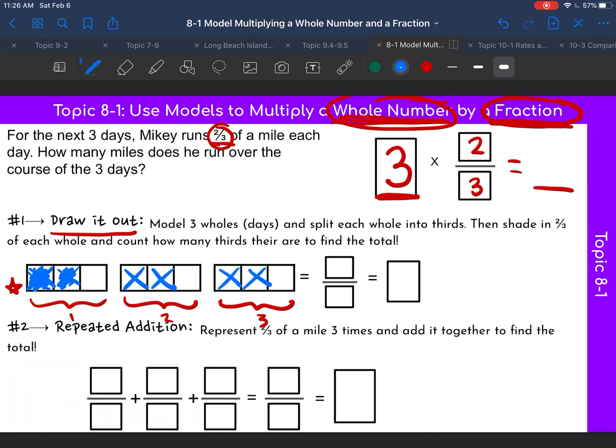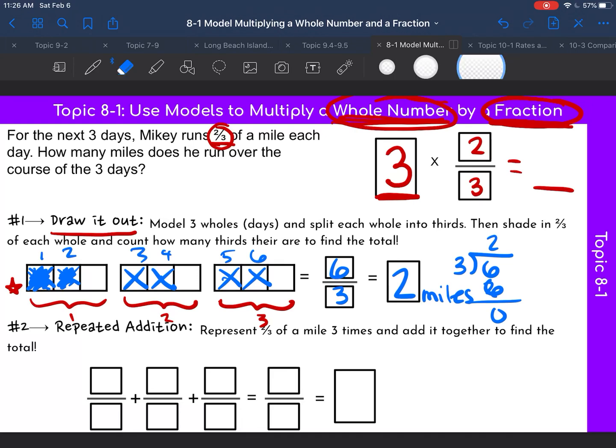So in total, how many did I shade in? 1, 2, 3, 4, 5, 6. I shaded in, not 6, I'm sorry. How many thirds did I shade in? I shaded 6 thirds. So 6 thirds is the same thing as saying 6 divided by 3, which is 2. So in total, he ran 2 full miles. So that's one way to do it, just to draw it out.